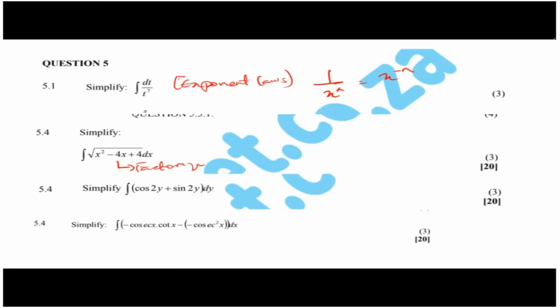So with the first one, you're just supposed to integrate t to the power of -7 with respect to t. Then here you factorize this one, square root it, integrate. Then here you don't need to use any identity, you can just integrate this one easily. Then here you just open the bracket and integrate, and you get your final answer. So that is what you're supposed to do.